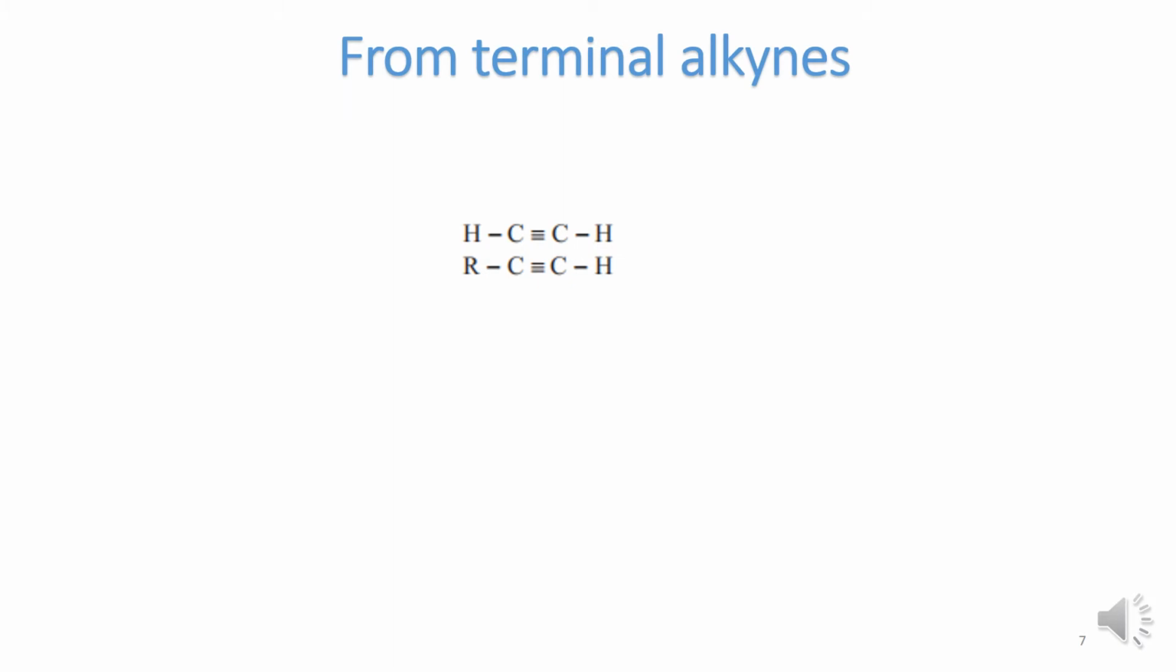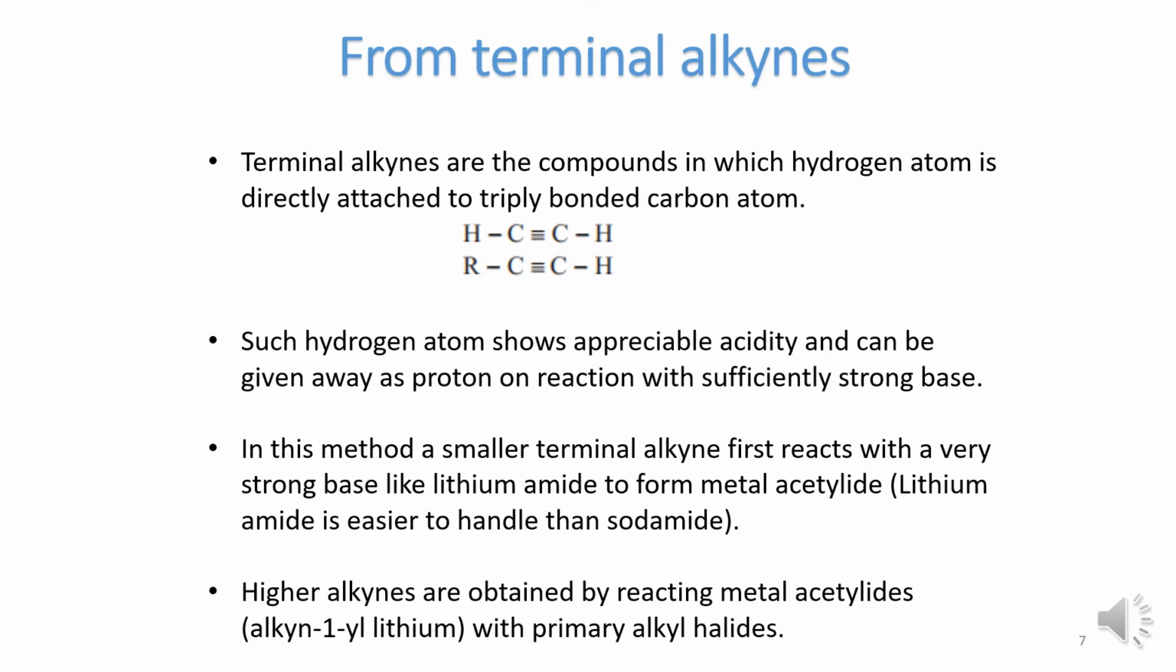Preparation of higher alkynes from terminal alkynes. Terminal alkynes are compounds in which a hydrogen atom is directly attached to a triply bonded carbon atom. Like in ethyne, there are two hydrogen atoms bonded to two carbon atoms joined by one triple covalent bond. In this example, there is one hydrogen atom bonded to the carbon atom having a triple covalent bond with another carbon atom. So, this is also a terminal alkyne.